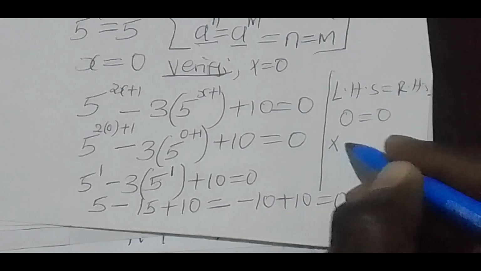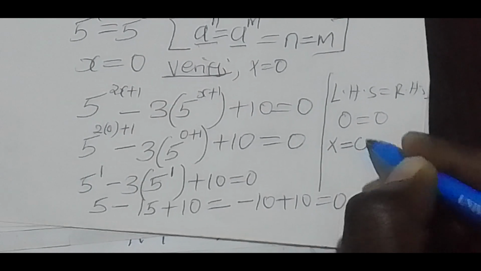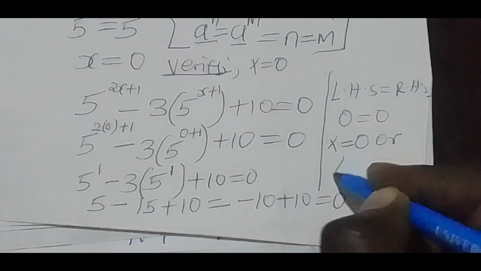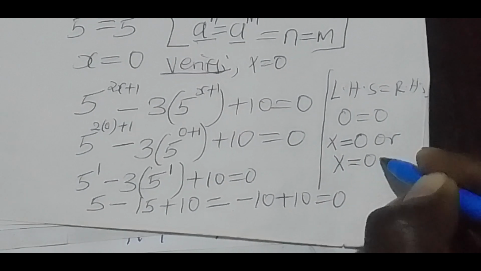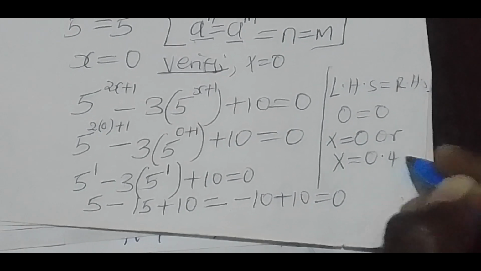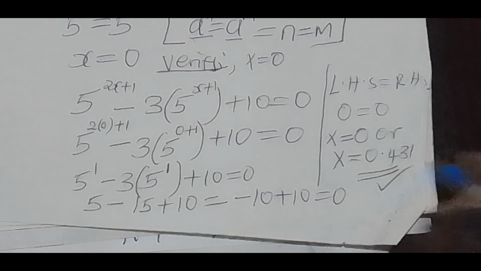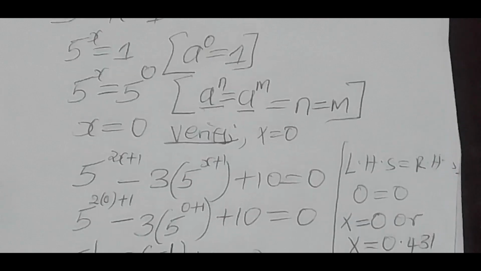So that means that the value of x is either 0 or x is equal to 0.431. And that is proven as we have calculated.